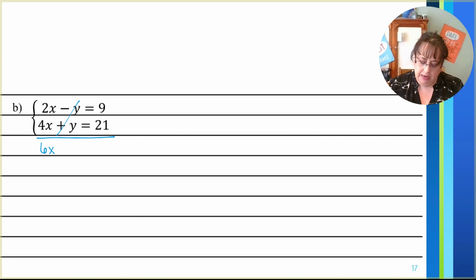And then 9 and 21 is 30. Don't forget that equal sign. It's really important. Don't forget it. And now we just solve this one-step equation. I'm going to divide both sides by 6. And x is equal to 5. So did you remember that our answer has to be an ordered pair? So the very first part of this ordered pair is 5.